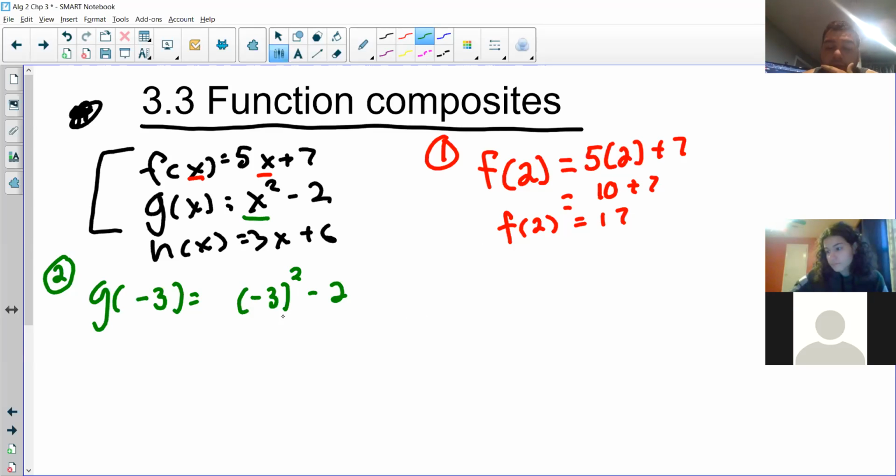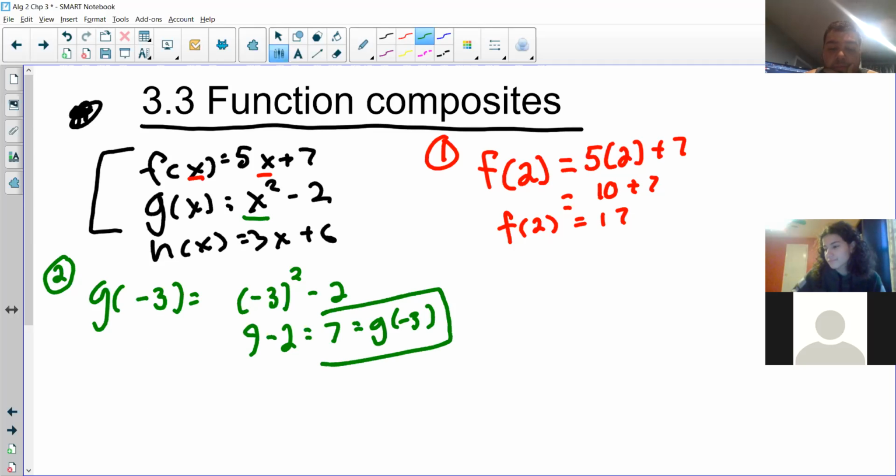Got it. So -3 squared becomes +9 minus 2. +9 minus 2 equals 7. So g of -3 equals 7. Whatever I put inside the parentheses, I can replace the x with, whether it's a number or an actual symbol.